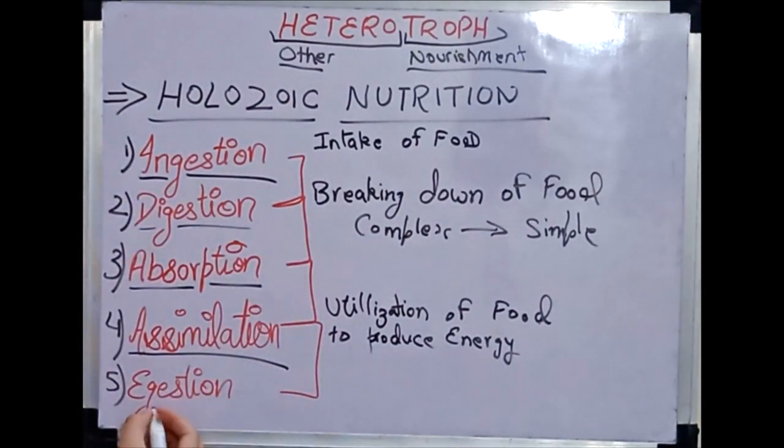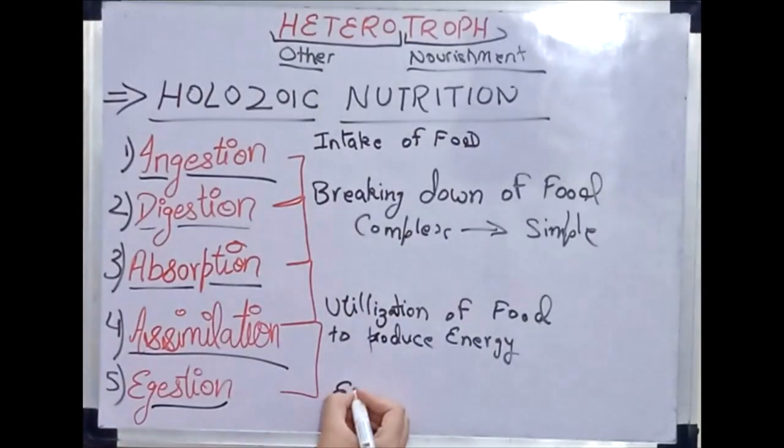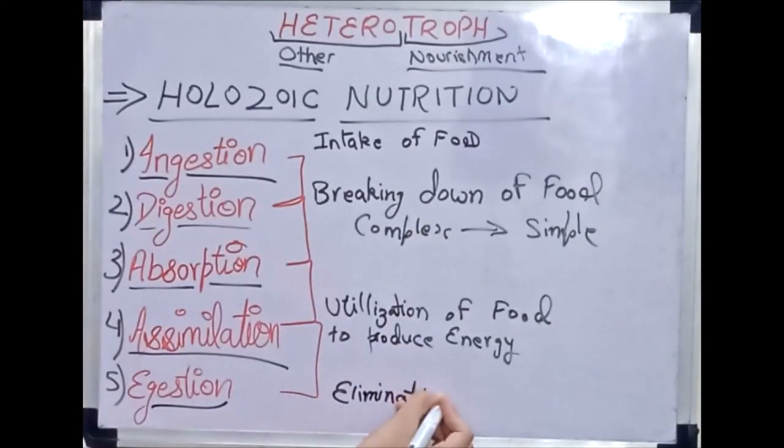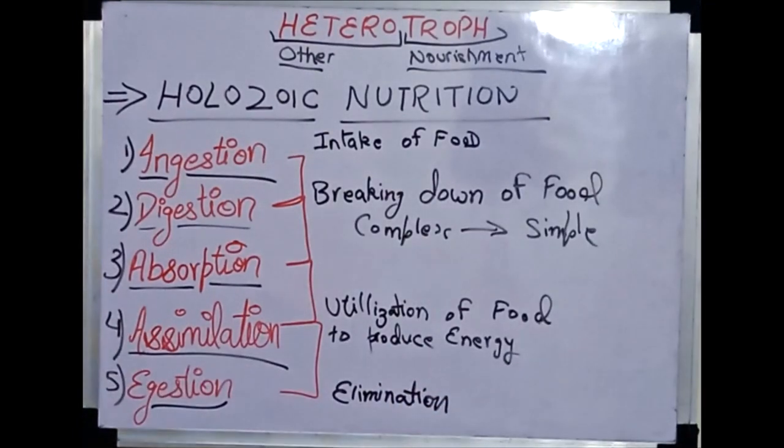Then egestion. Egestion is simply the elimination. Elimination of food waste. Like when the assimilation is done, then you have waste products left, right? That is eliminated, and that basically is known as egestion. Like in humans, we have the anus for that process. In amoeba also we are going to discuss how ingestion takes place.